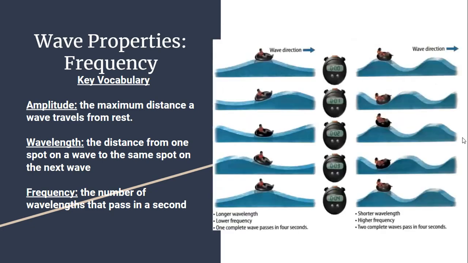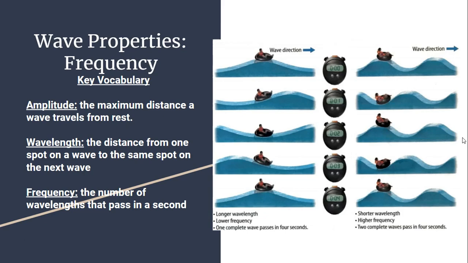Let's look at an example here, like the wave pool at Waterworld. Here you can see two people on an inner tube rising and falling with the waves as they pass. The stopwatch helps to give you the idea of the amount of time it's taking these waves to pass.